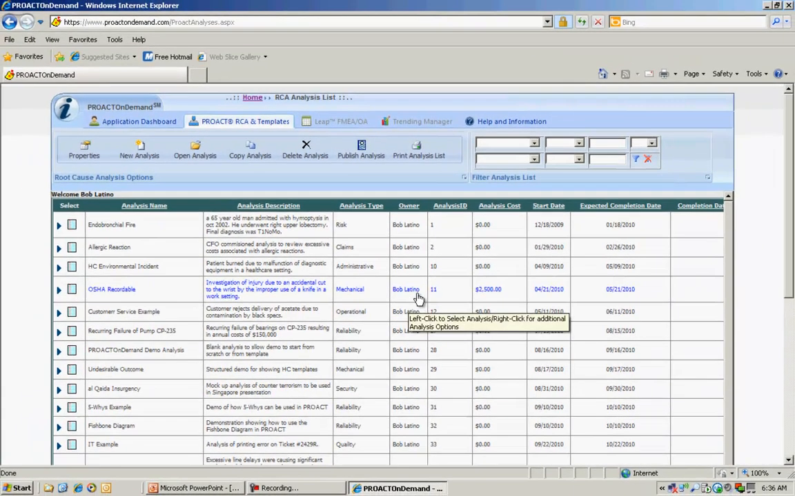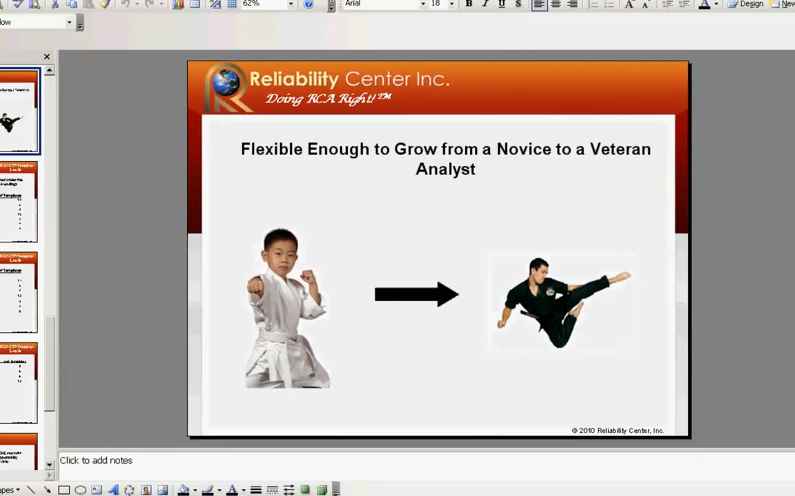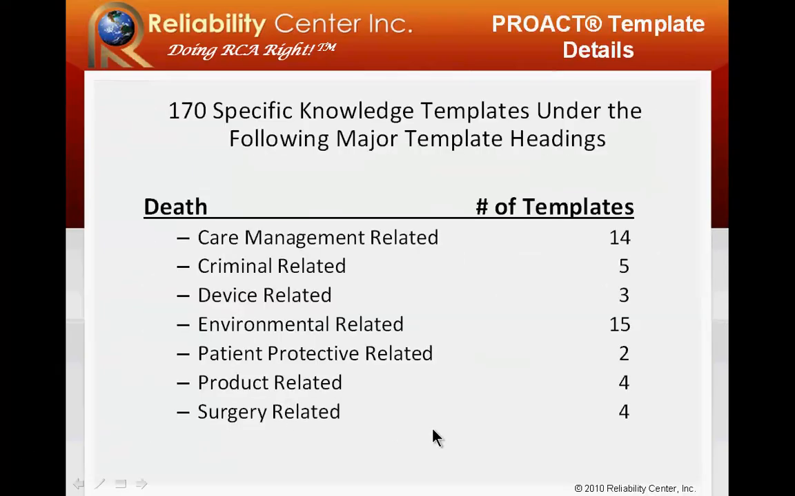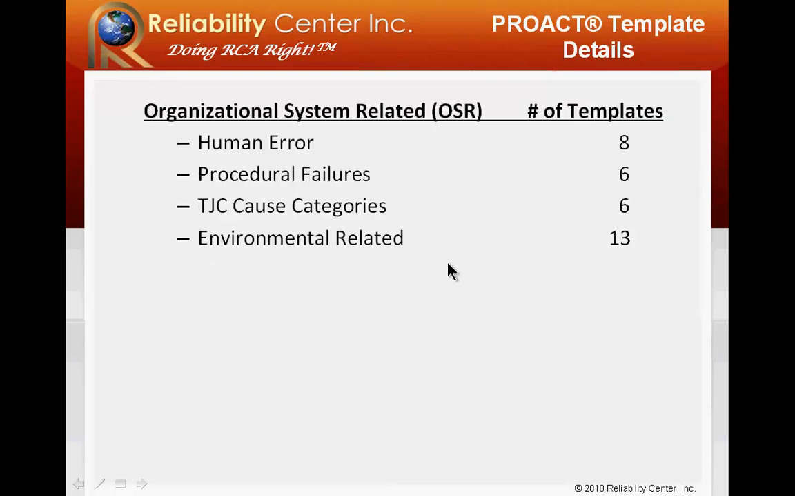So what we wanted to get across was the flexibility to do RCA the way that you want to do RCA. We just went through the template concept, and available in PROACT On Demand, there are 170 specific knowledge templates under the following major headings: under the death templates, care management, criminal, device, environmental, patient protective, product, and surgery related. Similar for the serious harm, but the consequence was not as severe. And then on our organizational system related, we have human error, procedural issues, Joint Commission categories, and environmental related.